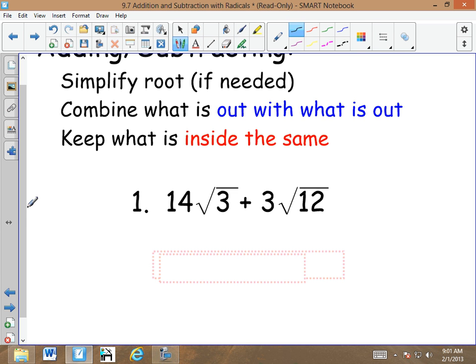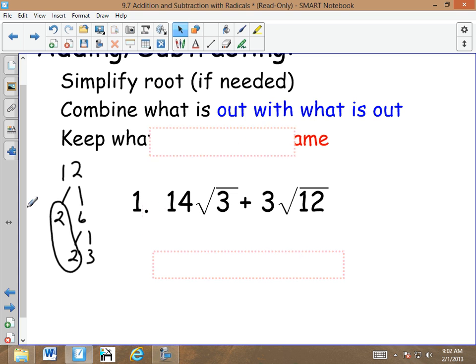I cannot add these unless what's inside my square root is the same. Is the inside of my square root the same? No. Can I simplify the 12 to make it the same? Maybe. Let's try. 12 is 2 and 6, 2 and 3. The 2 can come out. What has to stay inside? The 3. What's inside here? The 3. So let's move these out of my way.